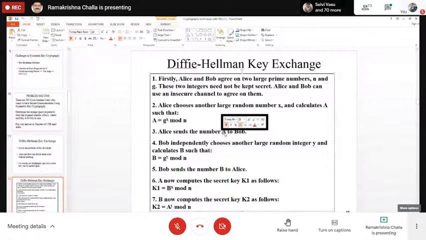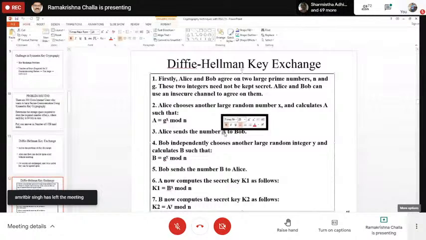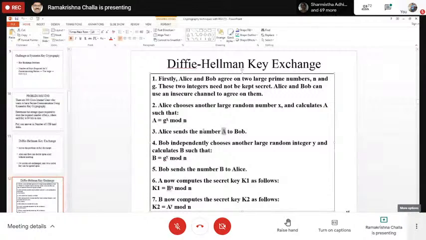And Bob has N and G. Bob has received A also, right? And the hacker also has received N and G, and has also received A. So whatever Bob has, the hacker also has. What the hacker does not have is the value of X, which is the secret key of Alice. Now let us see what the receiver will do. Bob independently chooses another large random integer number Y.